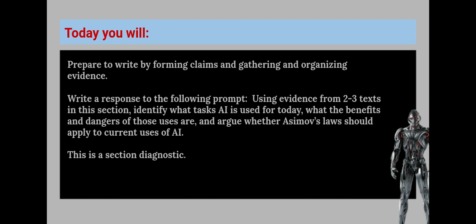Today you will prepare to write by forming claims and gathering and organizing evidence. You will write a response to the following prompt. Using evidence from 2 to 3 texts in this section, you will identify what tasks AI is used for today, what the benefits and dangers of those uses are, and argue whether Asimov's laws should apply to the current uses of AI. This is your section diagnostic.